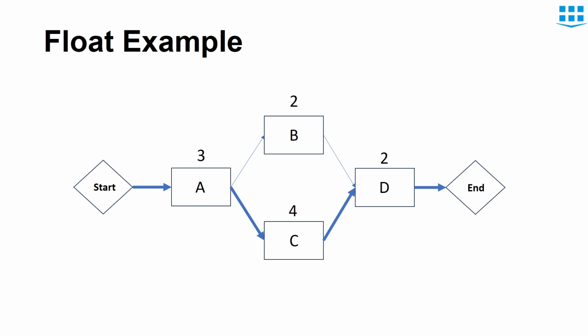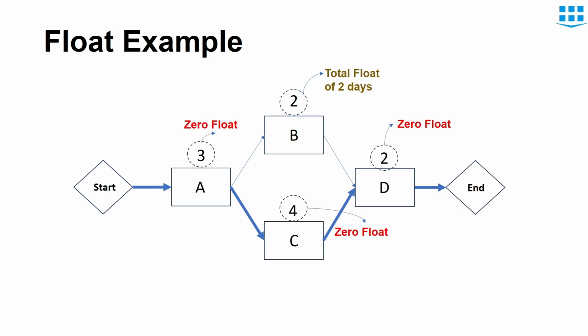You can see that activity B does not fall on the critical path, and activity C, which is in parallel to activity B, has a duration of 4 days. So as activity C takes 4 days to complete and activity B takes 2 days to complete, this means that activity B can be delayed for 2 days without delaying the overall project's completion date. It means that activity B has a total float of 2 days, and activities A, C and D, like I mentioned, have 0 float because they all fall on the critical path.